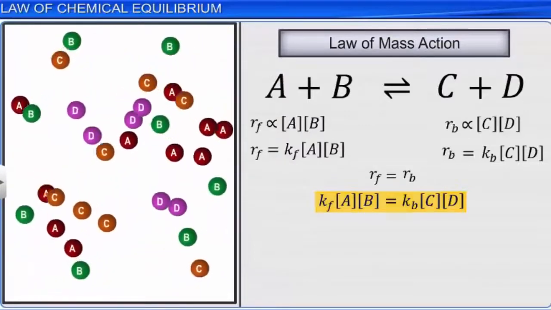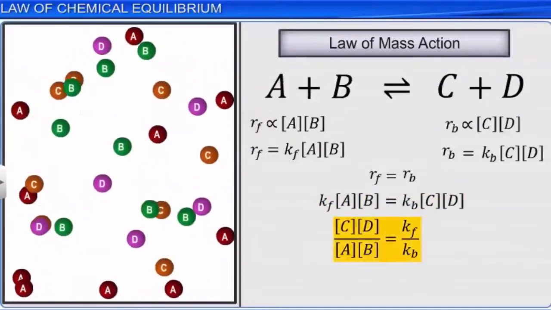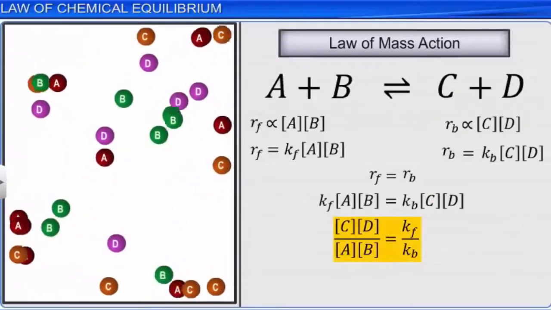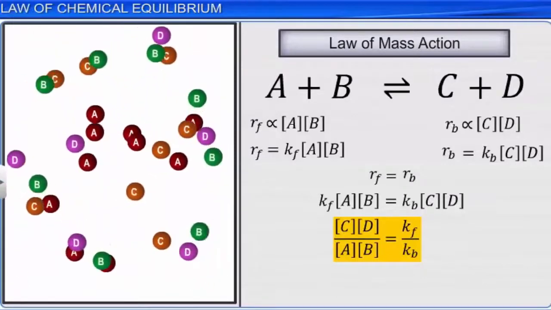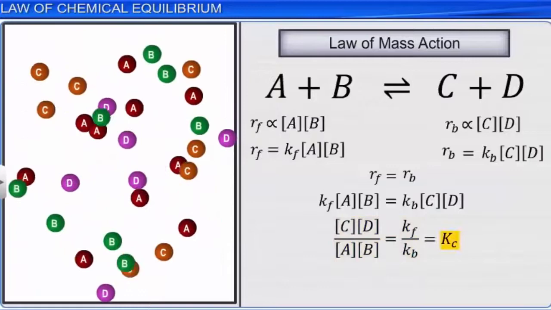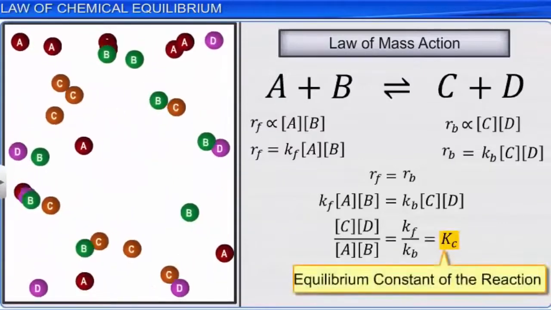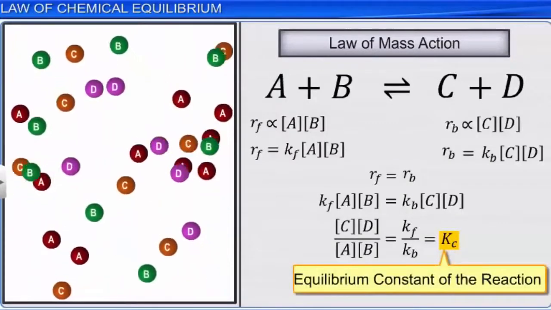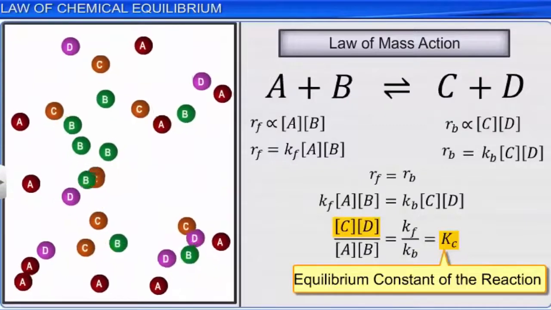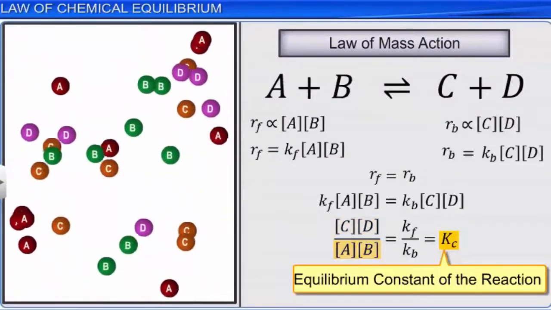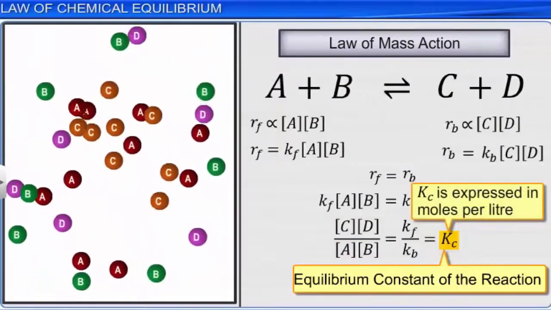Or, this can be written as the product of the concentrations of products C and D divided by the product of the concentrations of reactants A and B is equal to Kf divided by Kb, which is equal to a constant Kc. Here, Kc is called the equilibrium constant of the reaction and is defined as the ratio of the product of the molar concentrations of the products to that of the reactants. The subscript C indicates that Kc is expressed in moles per liter.